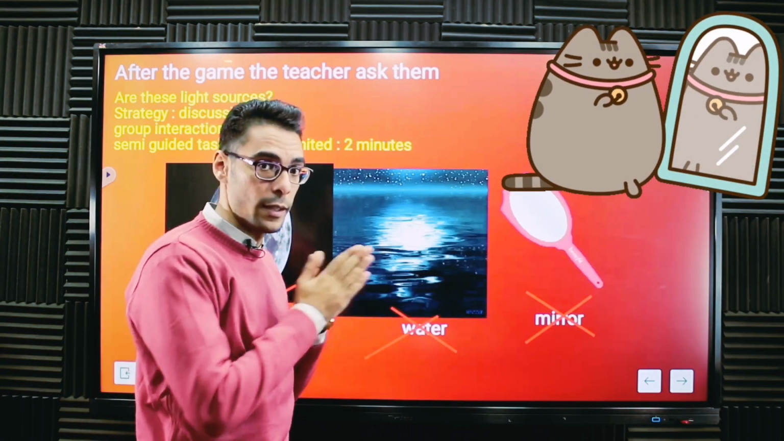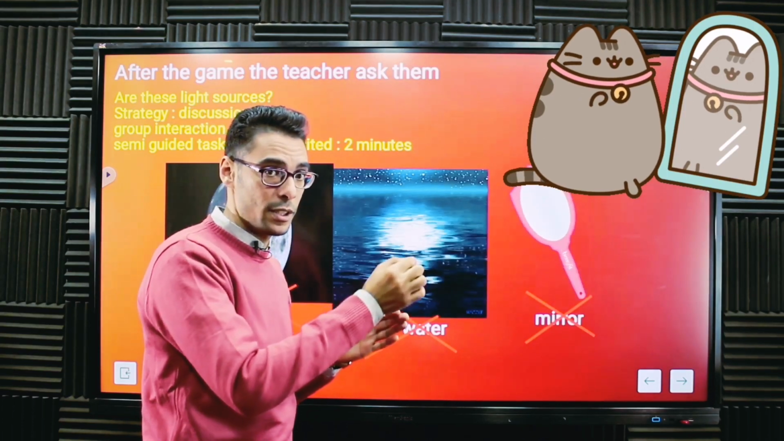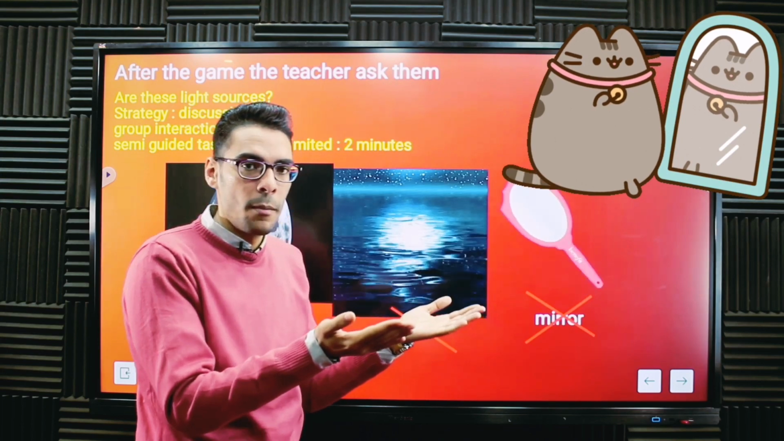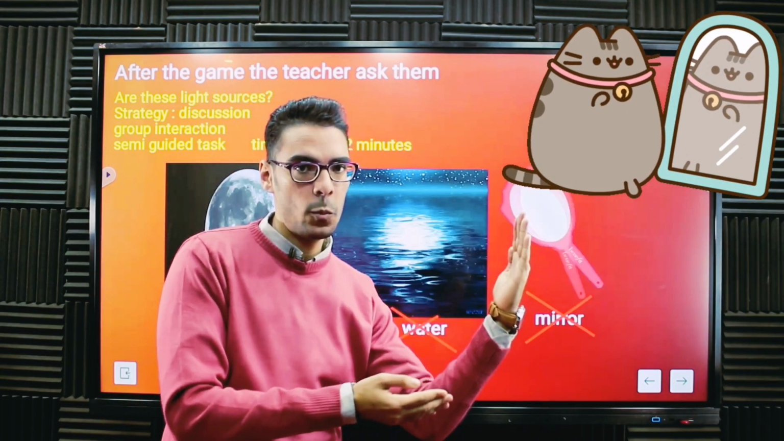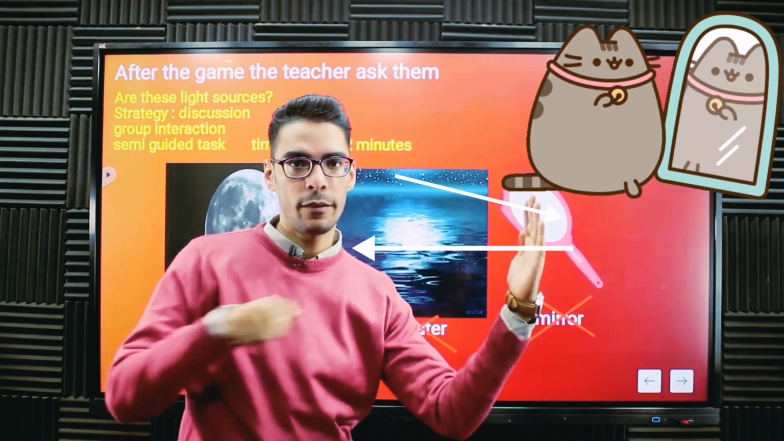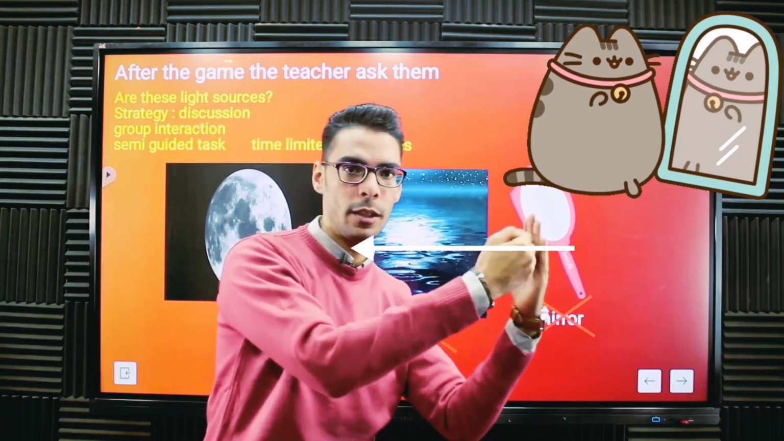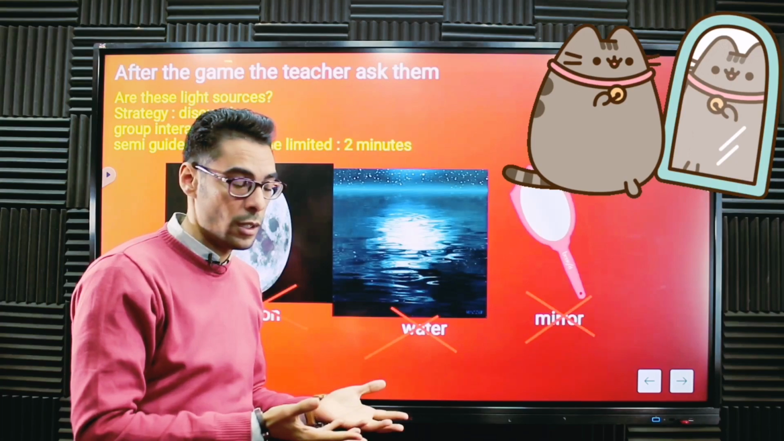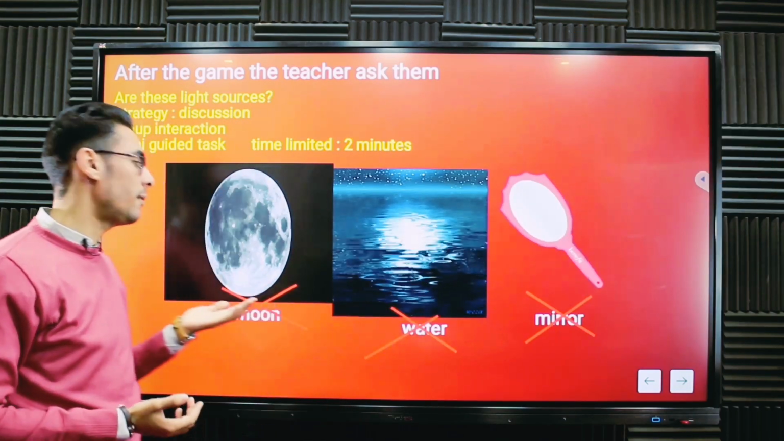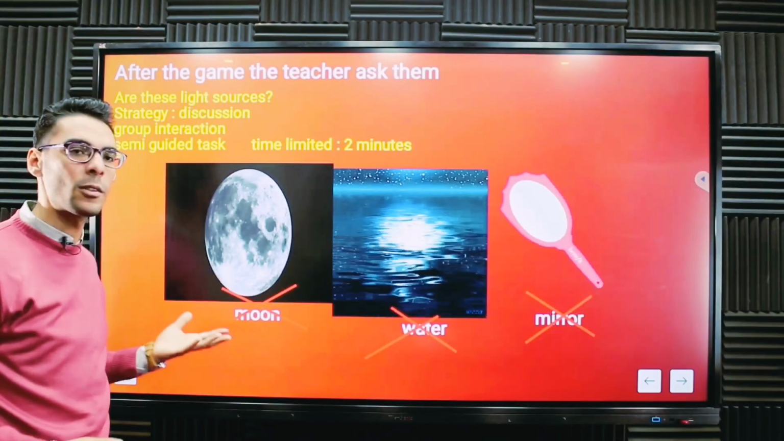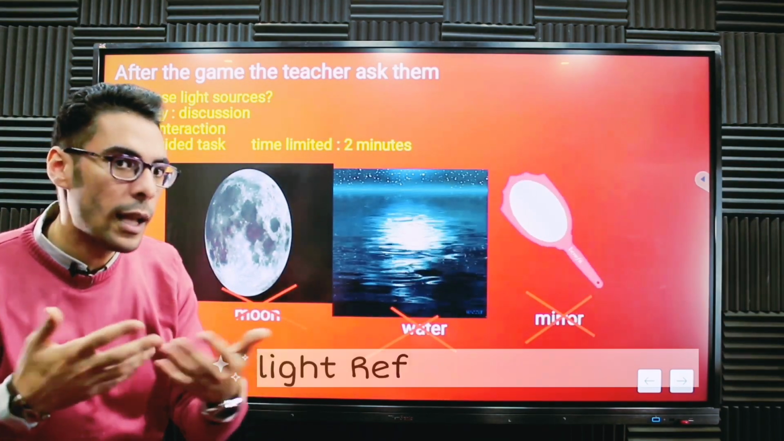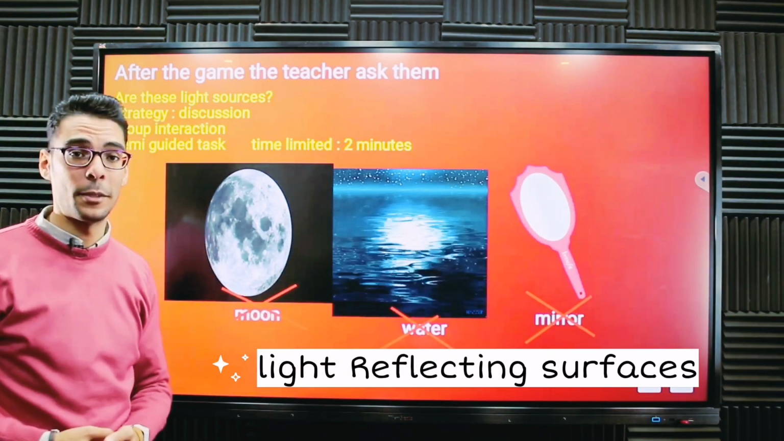When you see yourself in the mirror, the one in the mirror is not exactly you. This is a reflection of the image, because the mirror is a smooth surface. It makes light reflection. The light rays fall on the mirror and then reflect back to your eyes, and this causes vision. The same here in the water and in the moon. This is the trickiest one ever. These are not light sources. They are making light reflection, exactly like the mirror.